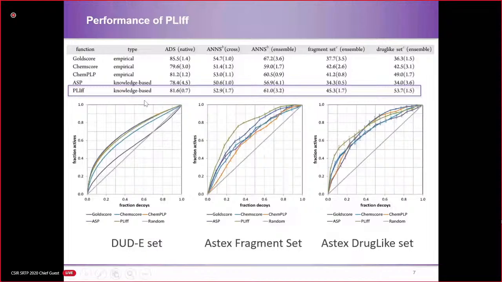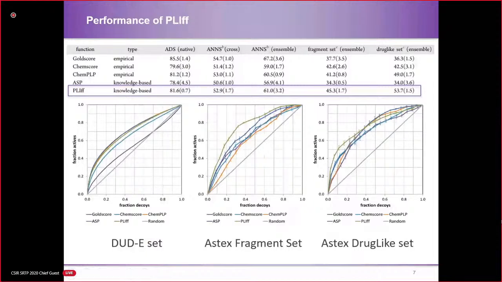So here I'm showing the performance in the docking. So to find the top ranking pose predicted by our scoring function, what's the fraction of complexes that we predicted correct. And the PLIF performs as well as other well-known scoring functions on many docking exercises, but it performs exceedingly well on fragment set and drug-like set compared to the other docking scoring functions.